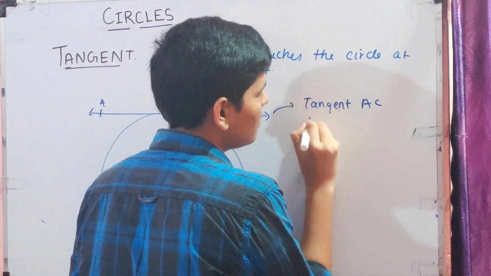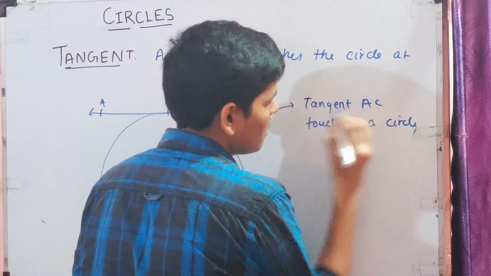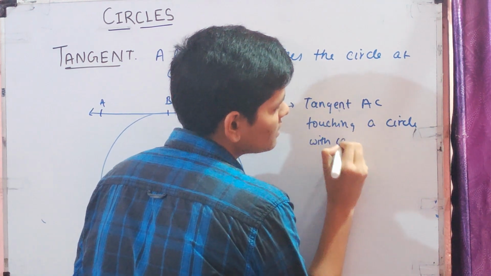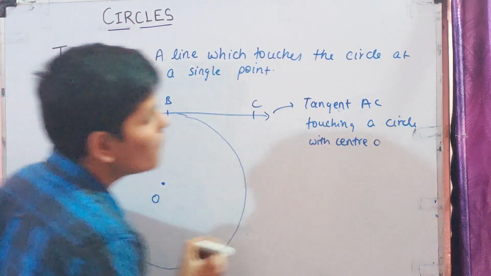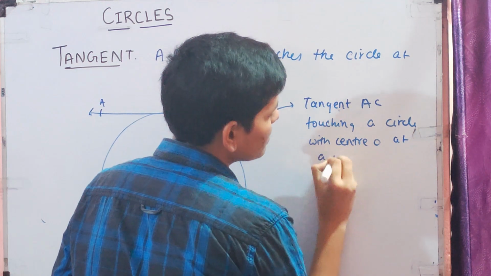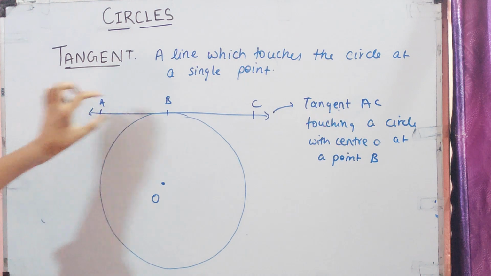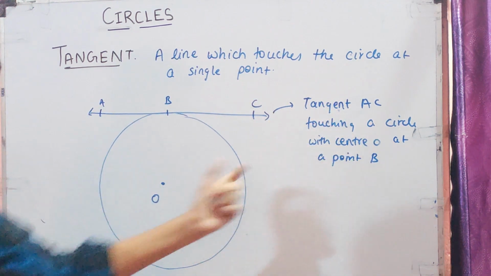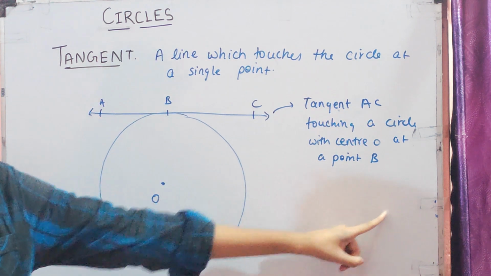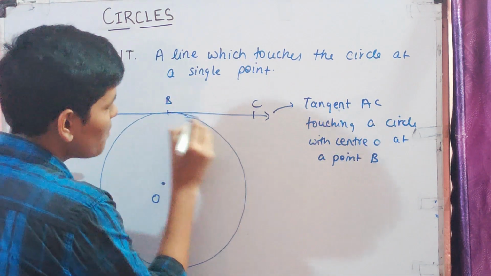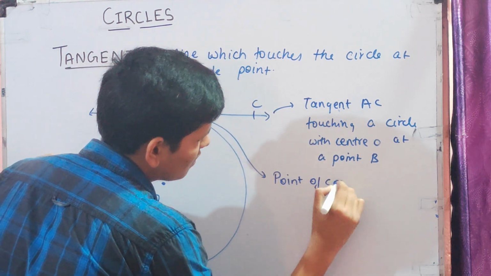AC touching a circle with center O. Let us take the center of the circle as O, at a point B. Now this is a tangent. AC is a tangent which is touching a circle with center O at a point B. This point B is known as the point of contact.